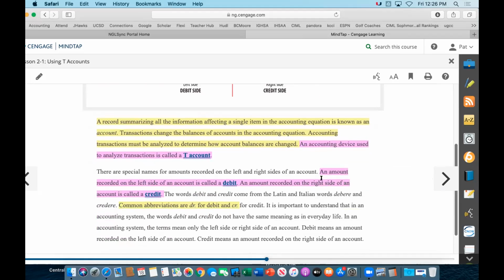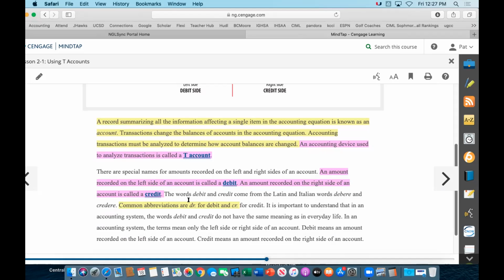Here's, we already talked about this. The amount on the left side is called a debit. The amount on the right side is called a credit. We used to abbreviate everything, like when I wrote on the board, it's hard to fit it all. Prepaid insurance was just PPIN, IN or INS.